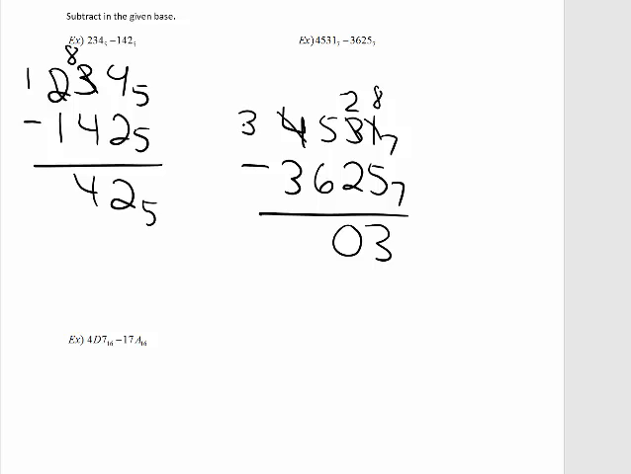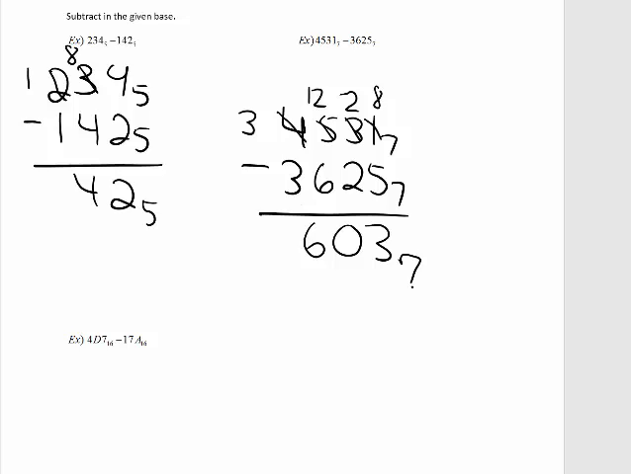Again, remember, I'm in base 7, so I'm going to add 7 to the 5, which is 12. And 12 minus 6 is 6. Again, 3 minus 3 is 0. I don't need the placeholder. Don't forget the base 7. So my answer here is 603 base 7.